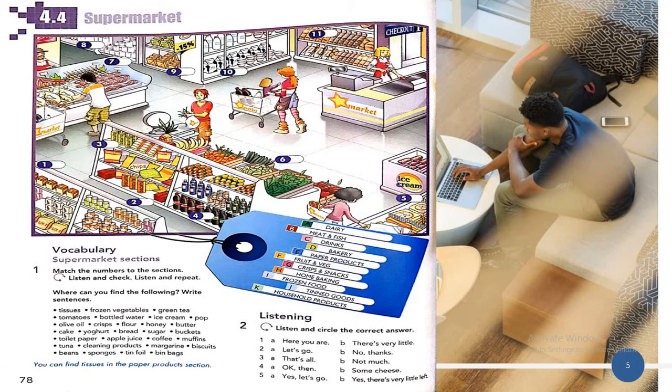Please, I will repeat again, so listen and repeat. Dairy, meat and fish, drinks, bakery, paper products, fruits and veg, crisps and snacks, home baking, frozen food, tinned goods, household products.